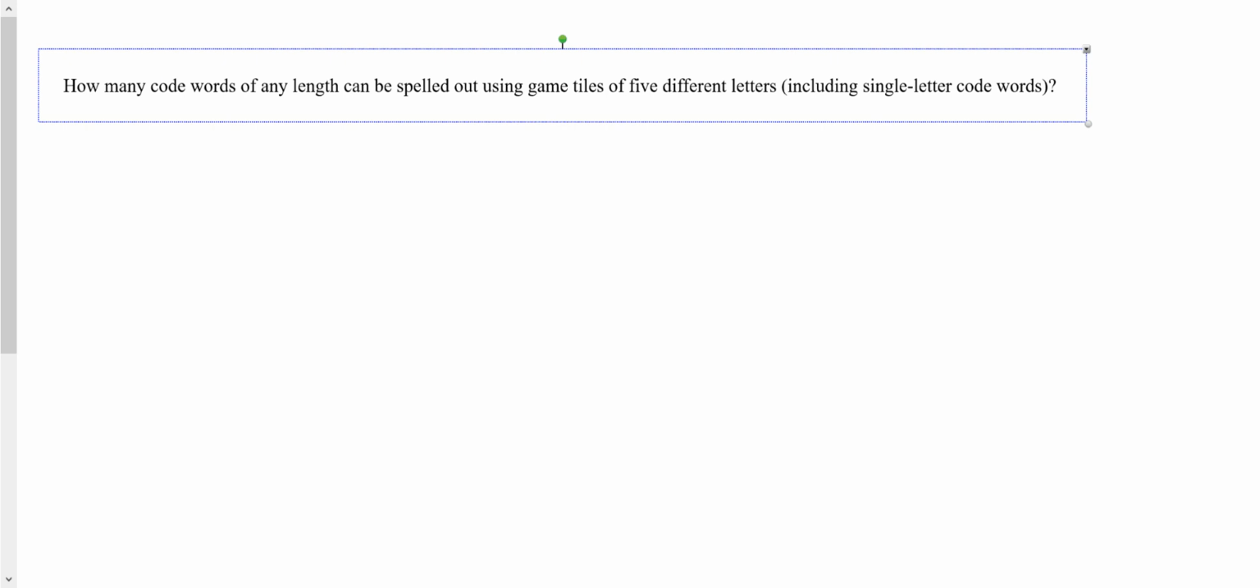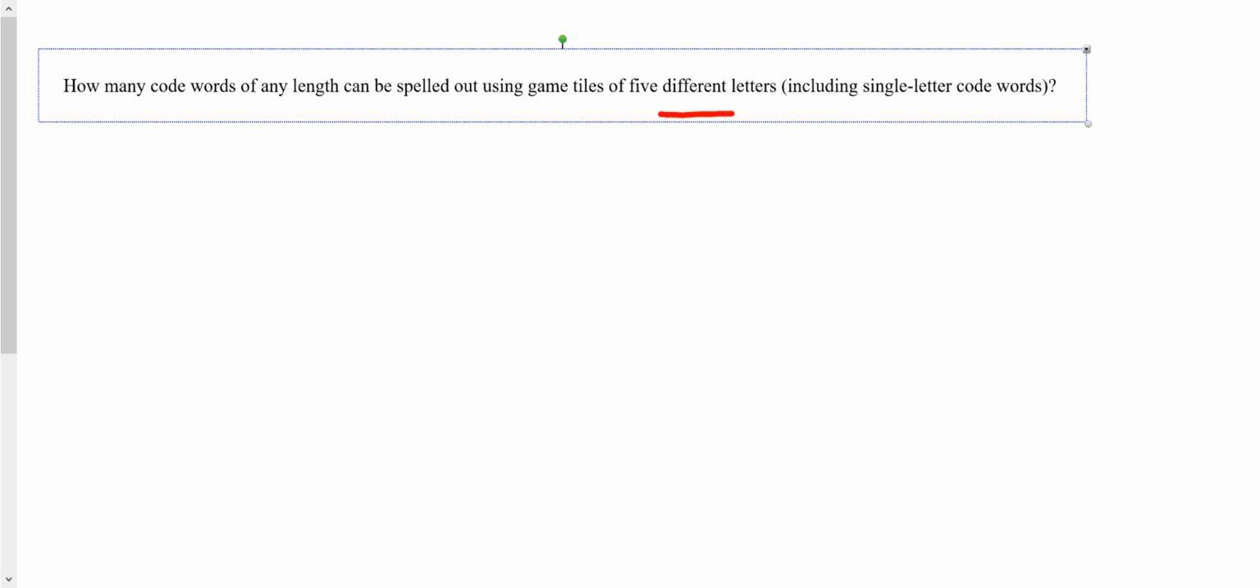Okay, yes, this is the one that was so challenging for most of us, and it is a bit abstract. So let's take a look. How many code words of any length can be spelled out using game tiles of 5 different letters, including single letter code words? Okay, so the first thing to keep in mind is that we are using letters. That's true. But what a lot of you thought we would do is use somehow the number 26.